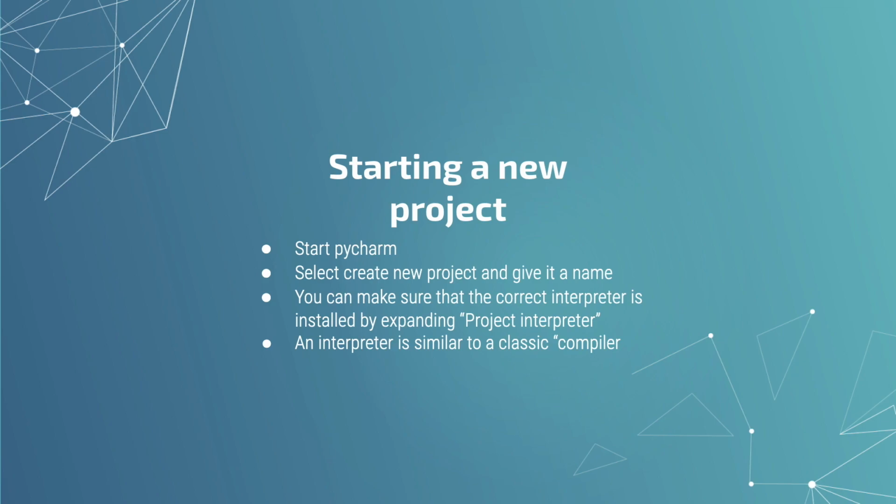Now we'll open PyCharm and we'll start a new project. We'll create a new project and give it a name. It could be any name that we want. And also we'll go over the interpreter. The interpreter mainly deals with converting our code to bytecode and then to machine code that our computer can execute.